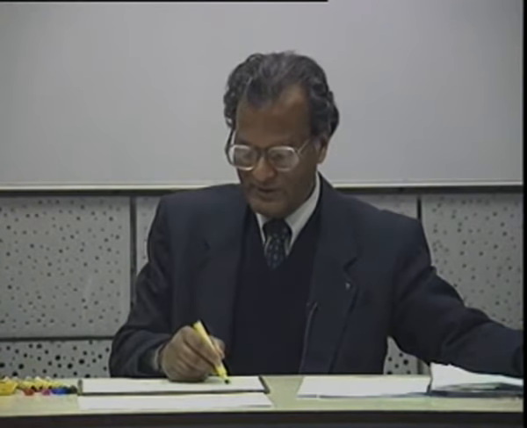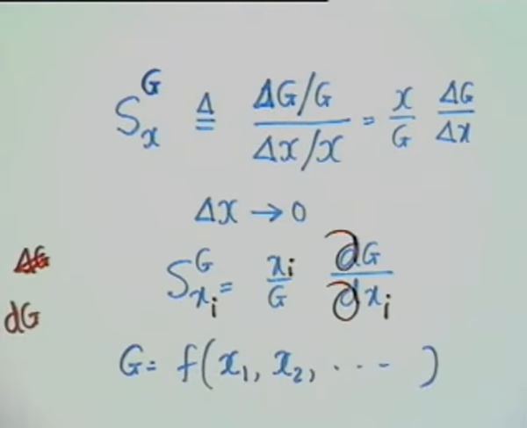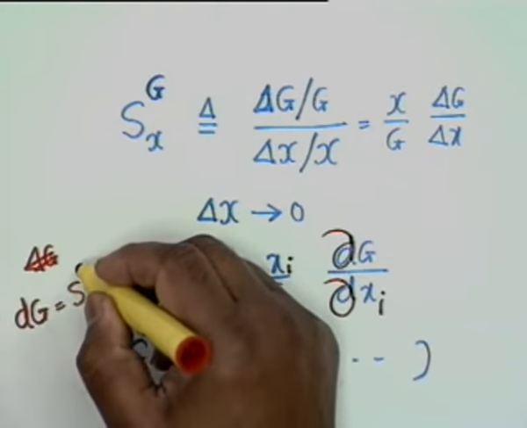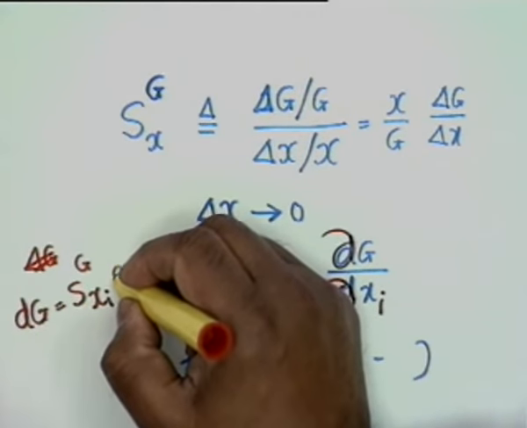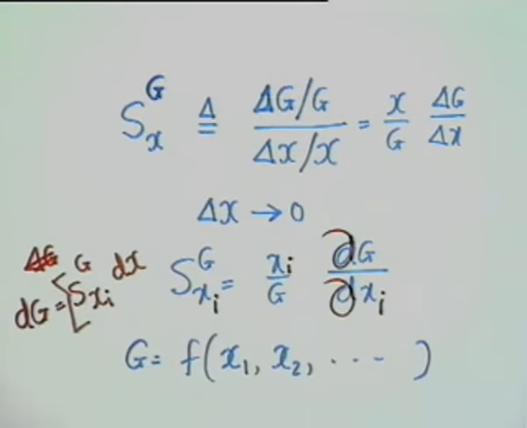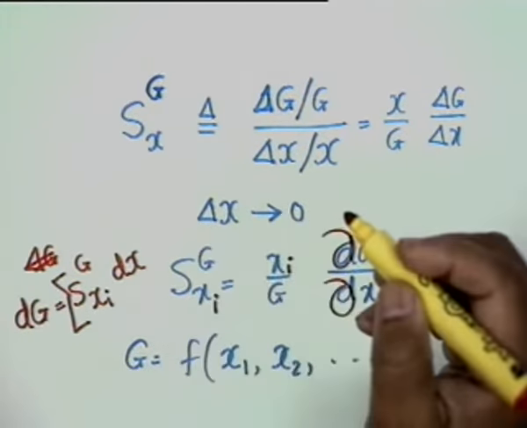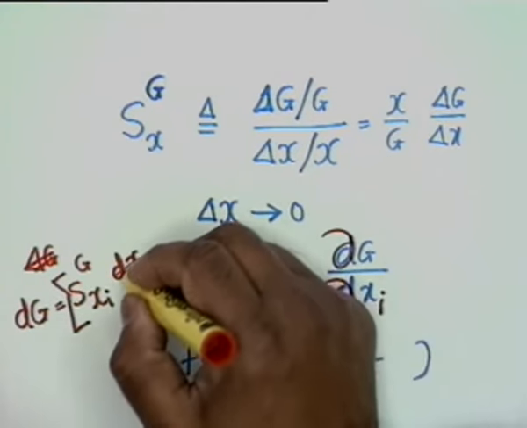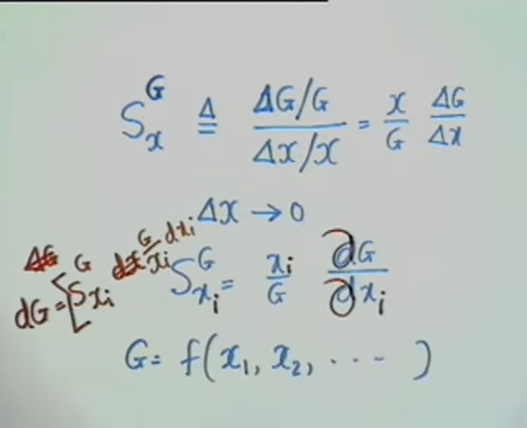Okay? And then the total change in G has to be computed. Well, you cannot compute delta G, you can compute dG, the total differential, that would be the summation of S G Xi multiplied by dxi. Into G by X? That's right. You have to multiply by delta xi, dxi. Agreed? Okay. So this is how it is done.